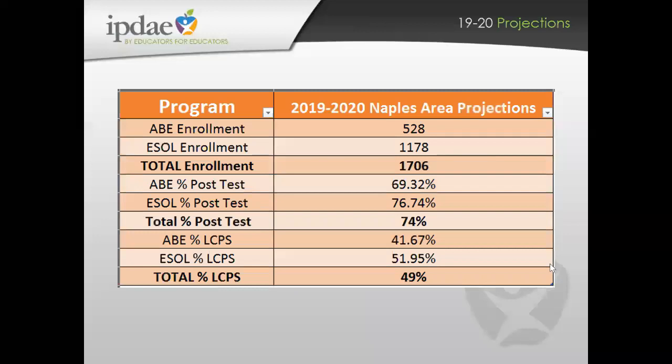So continuing on, and this is just a summary of what we were just talking about, a little bit more condensed. This is where we're looking at the 19-20 school year, our projection. This is where we believe we are as of last year's data. We're just waiting to see what we actually receive from the NRS and from the state.